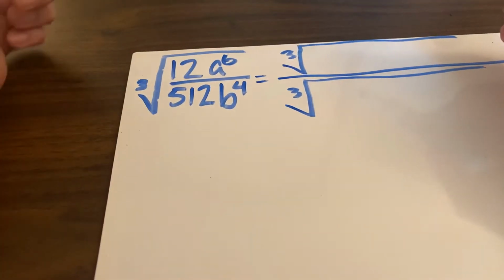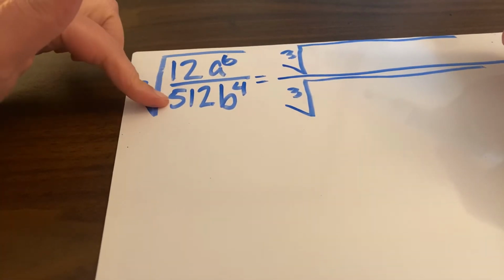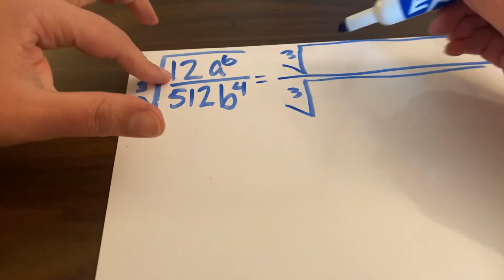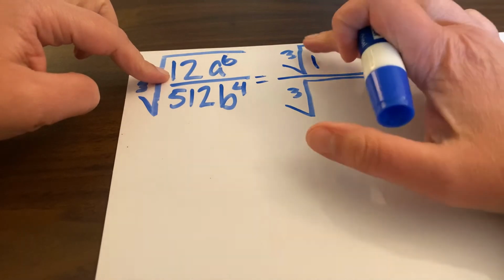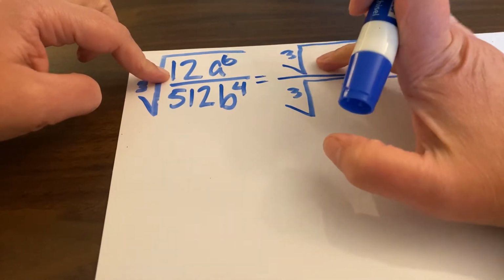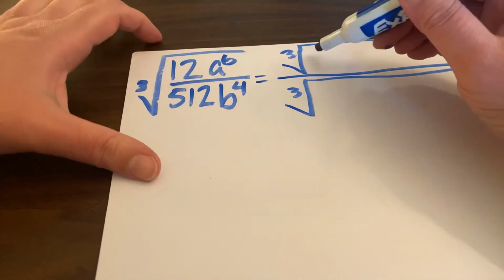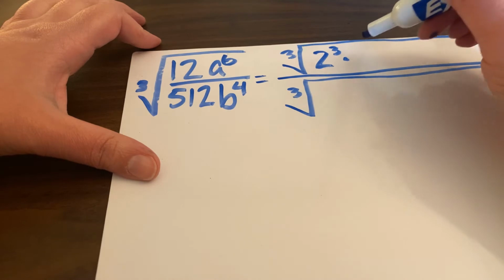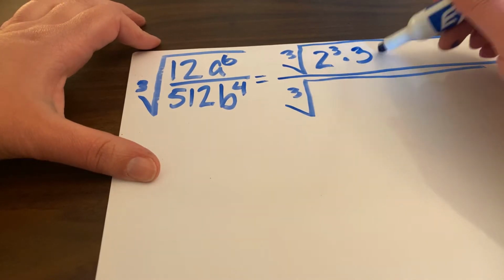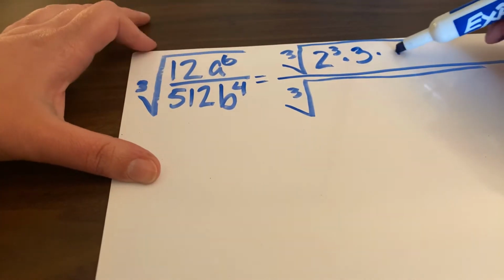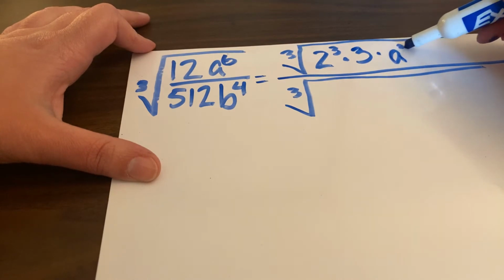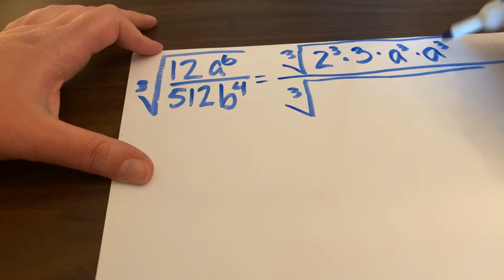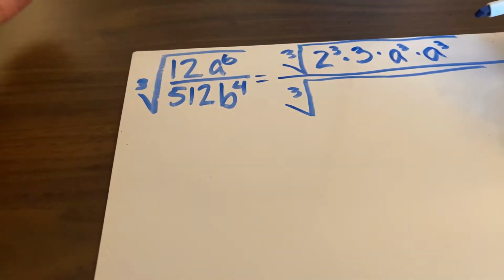And I'm going to break apart these guys. I'm going to factor them a little bit. Well, if I factor the 12, it's 4 times 3, or another way to put that is 2 squared times 3, times this a to the sixth. I'm going to break it into cubes if possible. So there's an a cubed and an a cubed. When those two are multiplied together, they give you a to the sixth power.